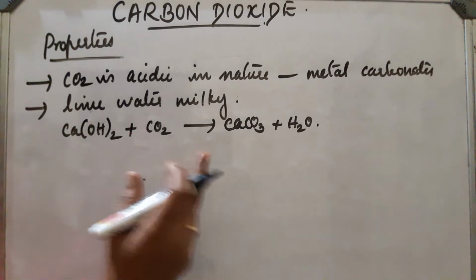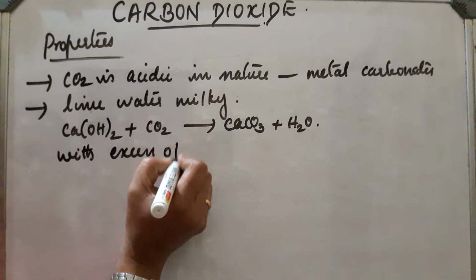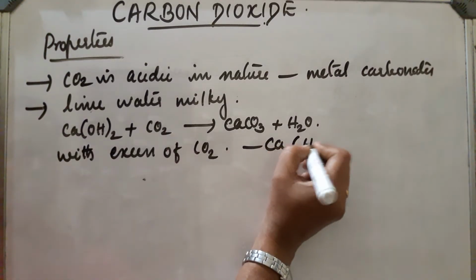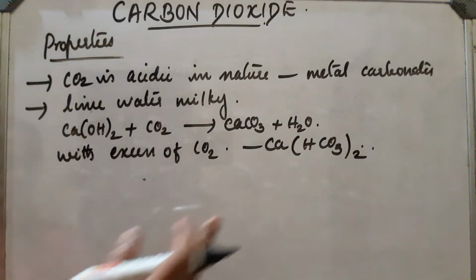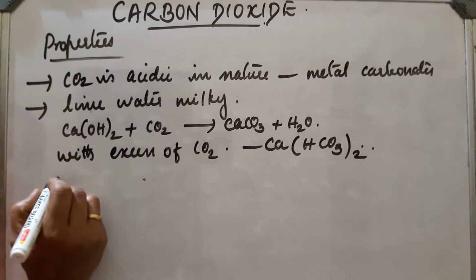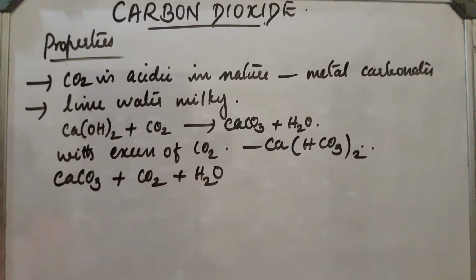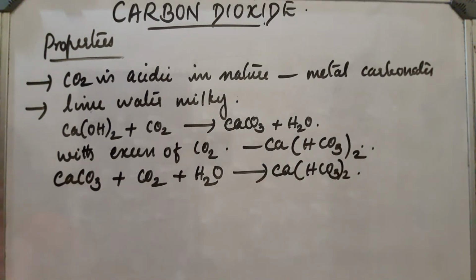Carbon dioxide turns lime water milky, but with excess of carbon dioxide, what happens? The milkiness disappears and it forms a clear solution. This is due to the formation of calcium bicarbonate, which is soluble in water. The reaction is CaCO3 plus CO2 plus H2O, with excess carbon dioxide, gets converted into Ca(HCO3)2, which is soluble in water.